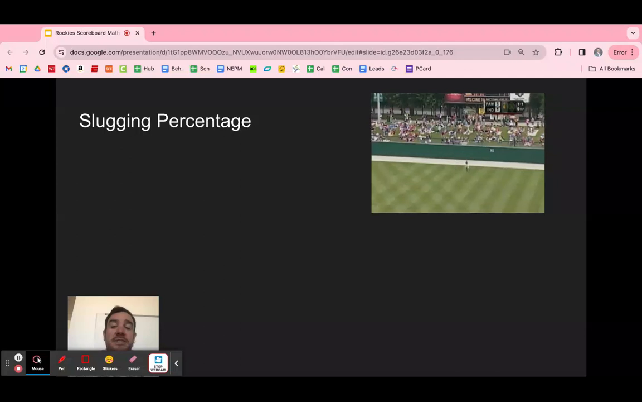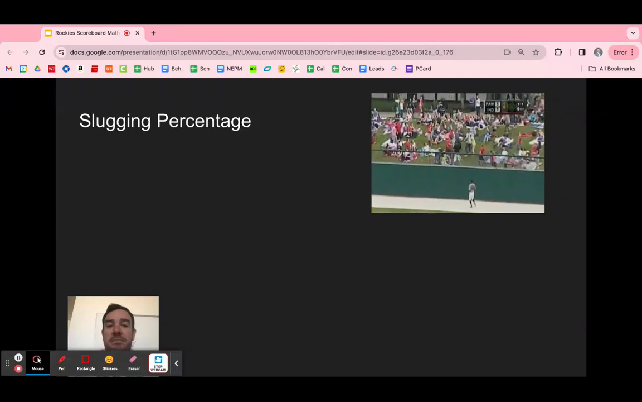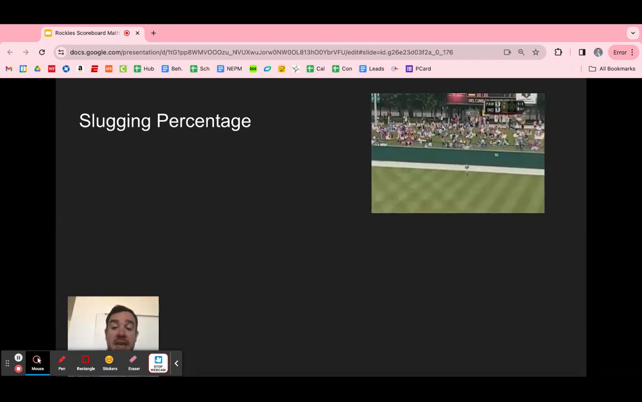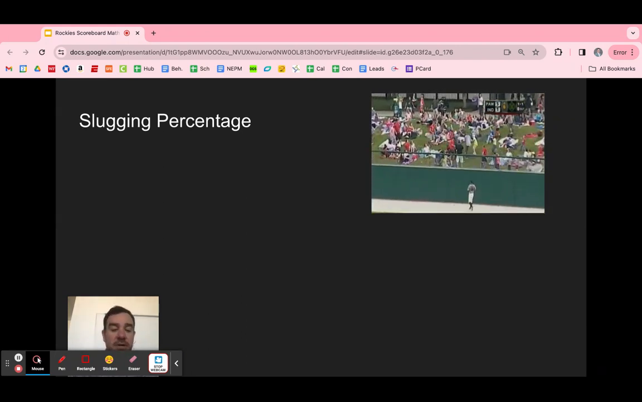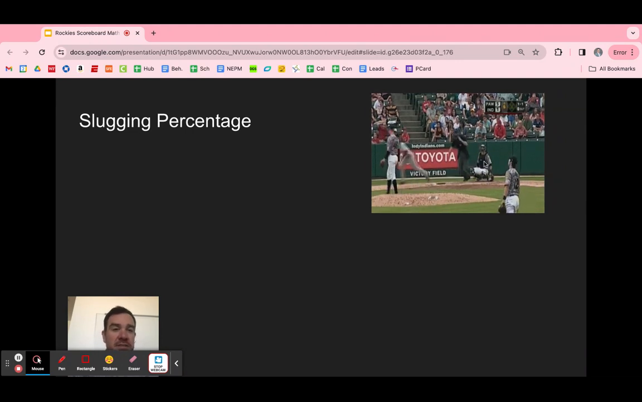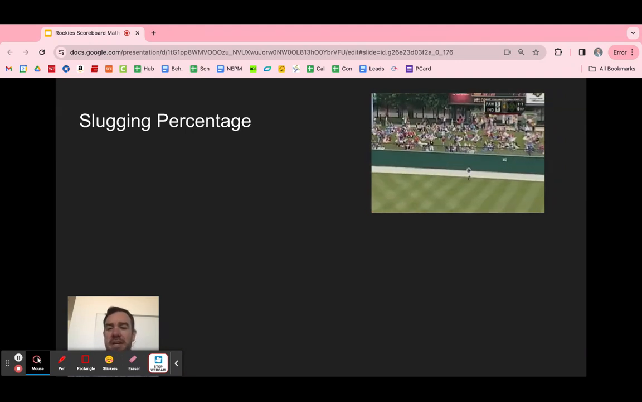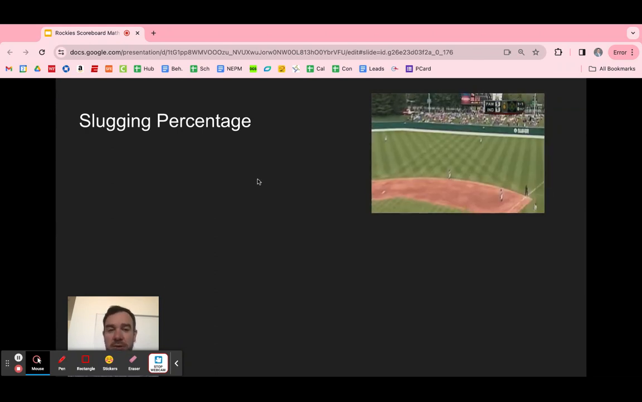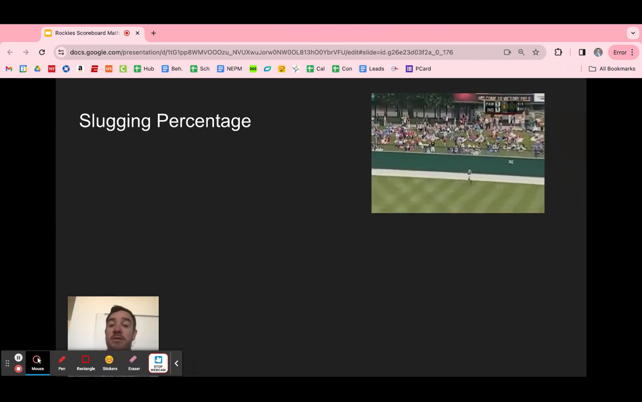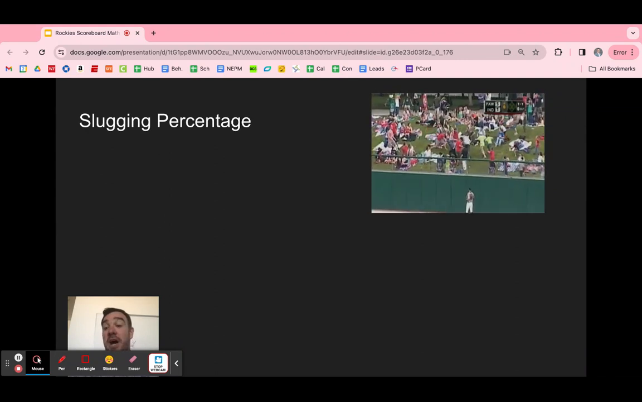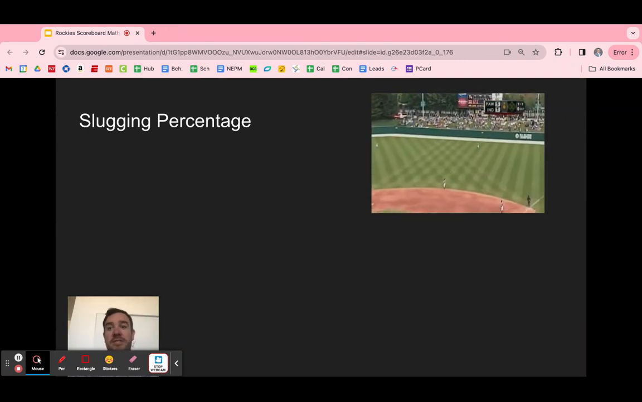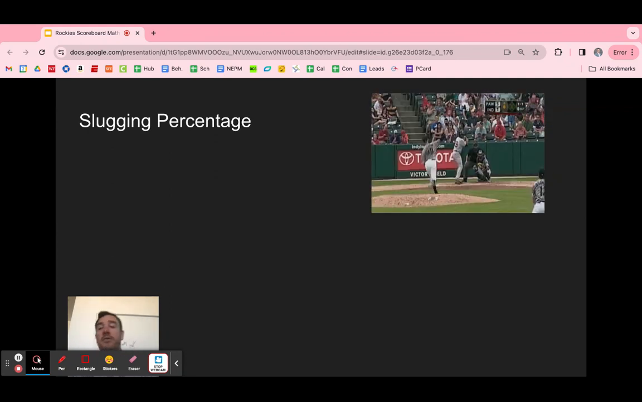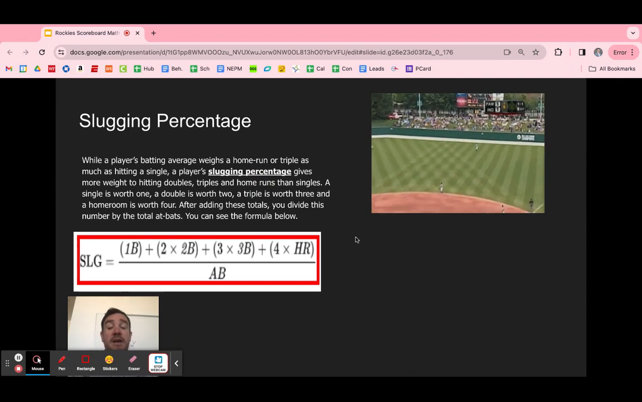All right, slugging percentage. This is an important statistic that we use in baseball to help explain the impact that hitting the ball further can have within the game. So getting a single is great, but as you can see, this player playing for the Pawtucket Red Sox hits a home run, and so that scores a run right there. That's so much better than a single because it already gets something on the board, and if there's runners already on base, it would bring them home as well. So the value of a home run or a triple or a double is definitely more than a single.